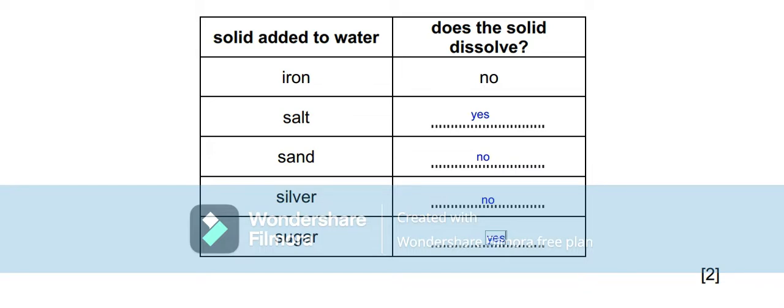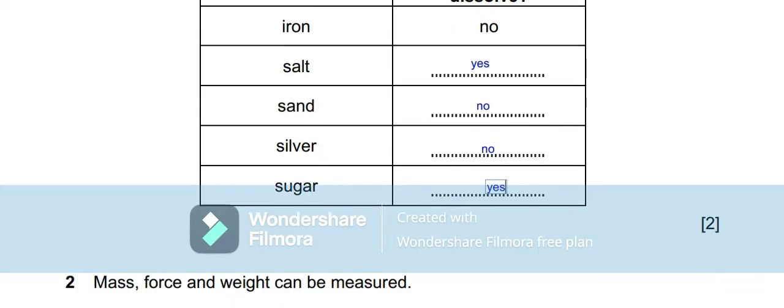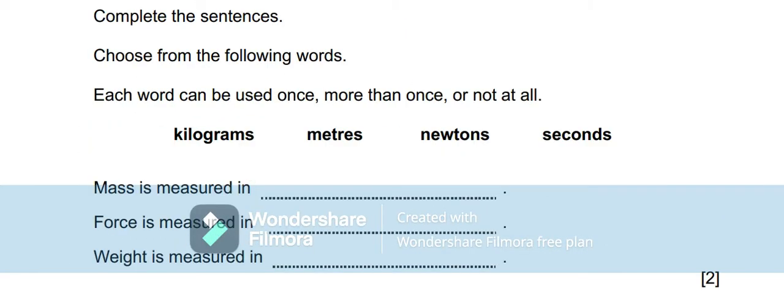Okay, fine. So remember that substances that dissolve, we say that they are soluble. Why? Because they dissolve. Those that do not dissolve, they are insoluble. Okay, fine. Let's proceed on to the next question, that is number 2.